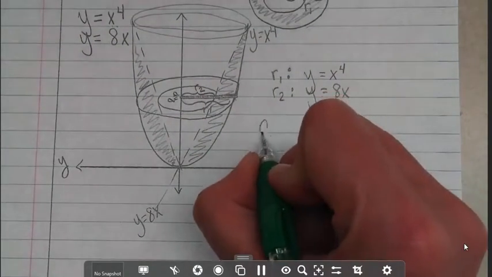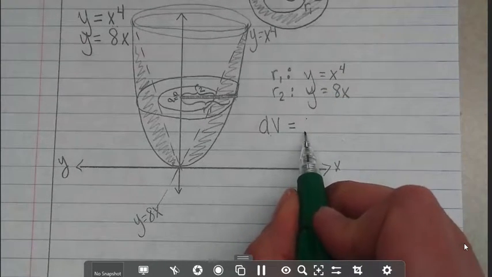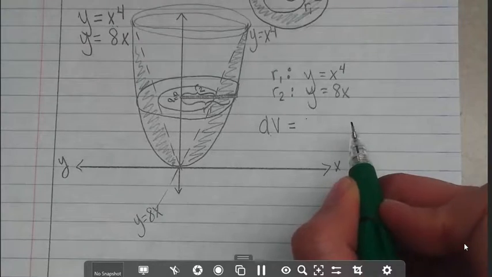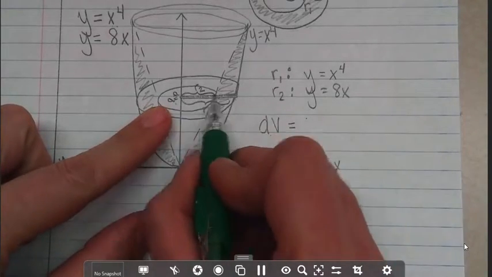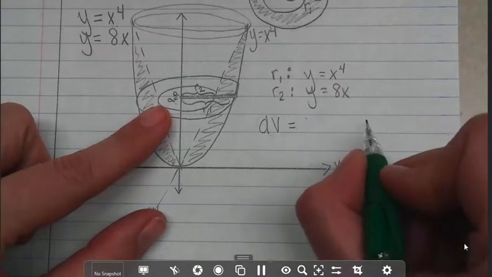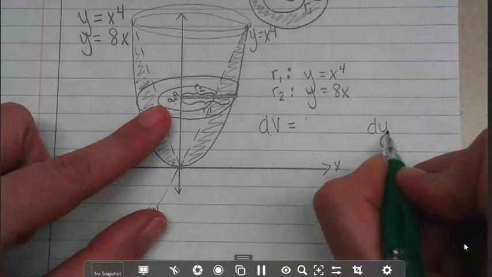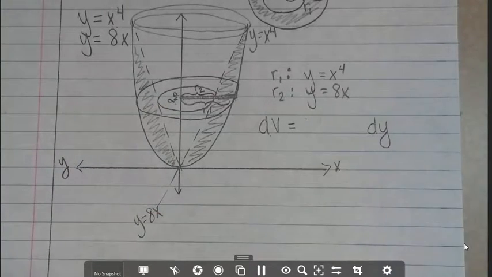So if I'm going to write my dV, it's going to be whatever the height is here times that thickness, which is dy. Okay, so my dy goes there, and I have to think to myself, are my functions in terms of y? They are not. So I'm going to need to put them in terms of y.